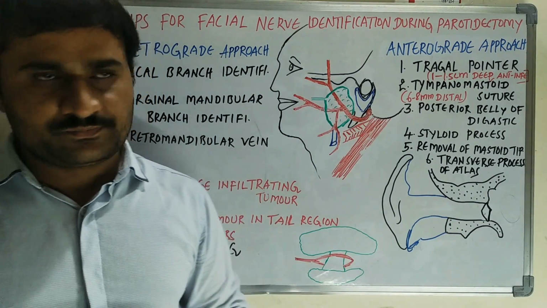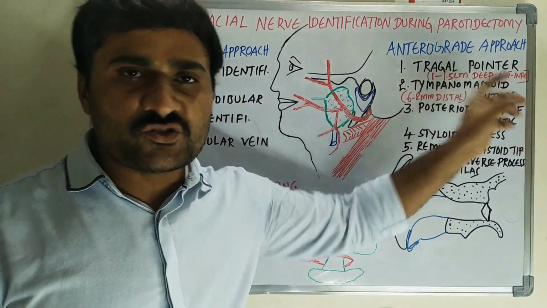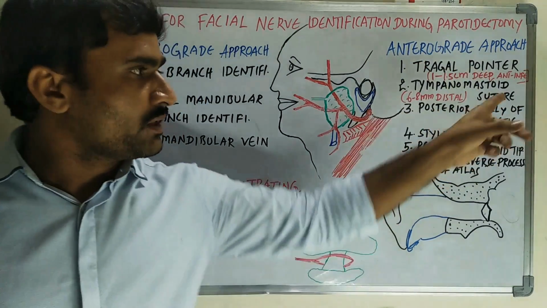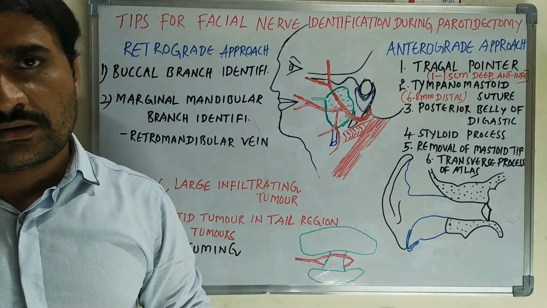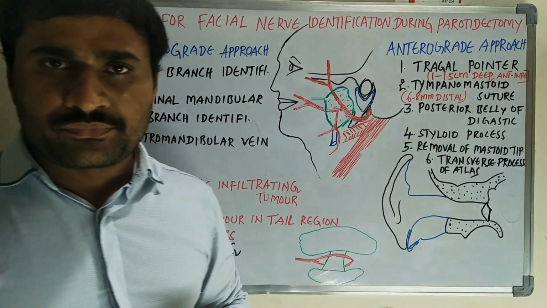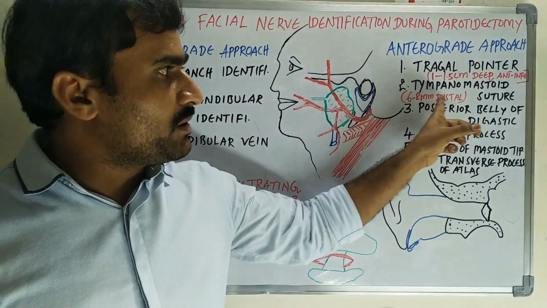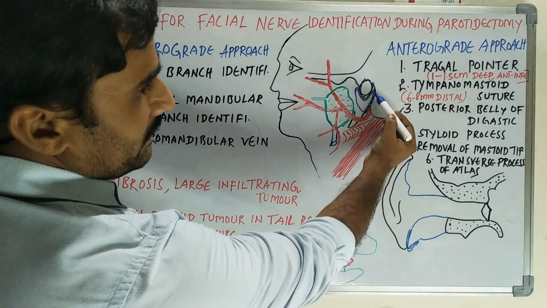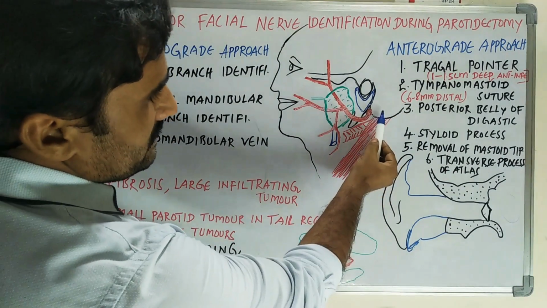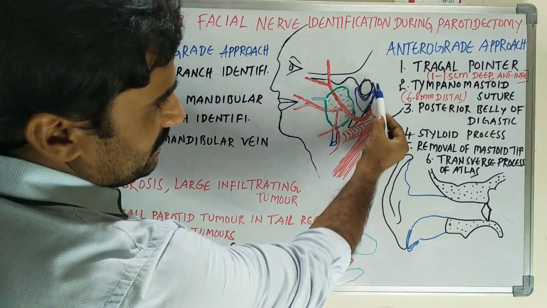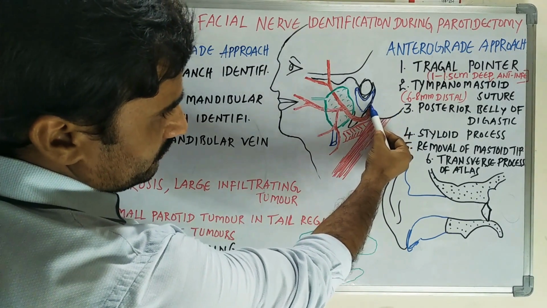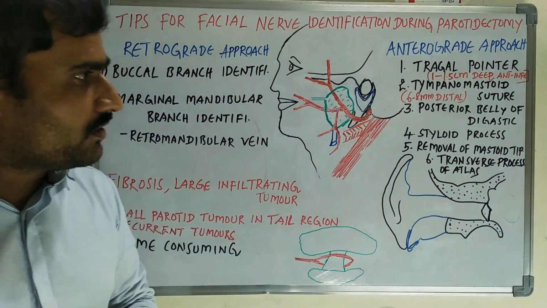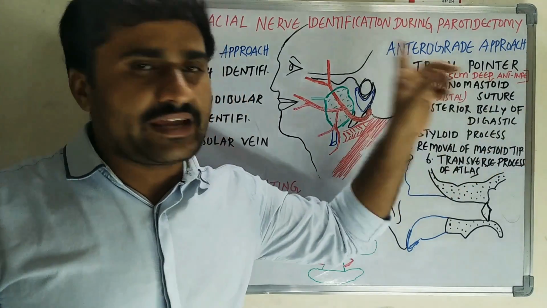And the second landmark is the tympanomastoid suture. That is the suture between the tympanic bone and mastoid process. Right? To this suture, the facial nerve lies 6 to 8 mm distal to the end point of the suture. You can see here, this is the mastoid process and this is the bony external auditory meatus. So this is nothing but your tympanomastoid suture.